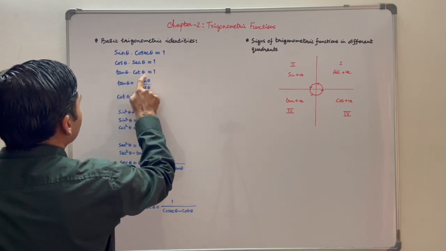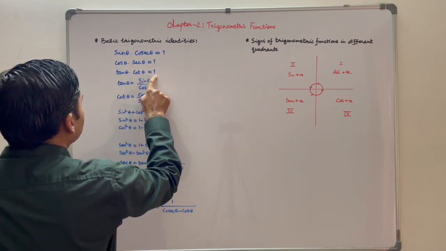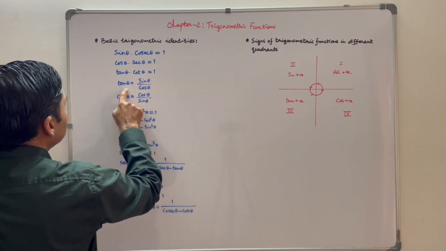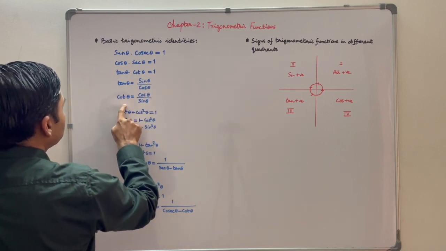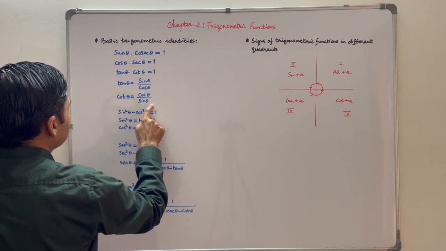Tan theta into cot theta is equal to 1, or tan theta is equal to 1 upon cot theta, or cot theta is equal to 1 upon tan theta. Tan theta is equal to sin theta upon cos theta. Cot theta is equal to cos theta upon sin theta.